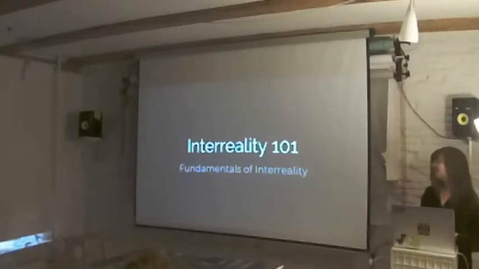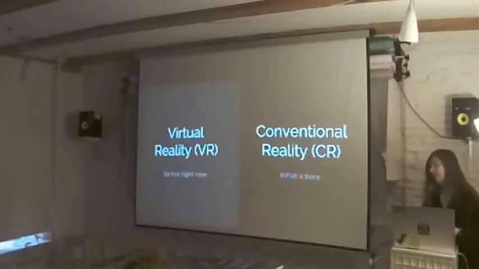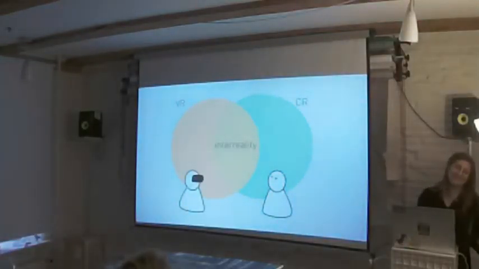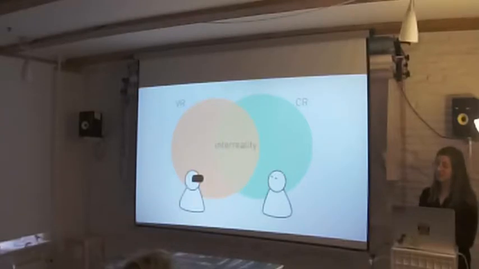So, back to interreality. A research investigation based on interactions occurring in interreality. So, what do I mean by interreality? An interreality is a space that lies between these 2 realities. So there's virtual reality, which you've probably heard of, it's very popular. And there's conventional reality, which is the one we're in right now. Some people call it physical reality, or material reality, or real reality. Yeah, it's this one, I guess. So, interreality is the space where interactions between people in VR and those in CR can occur.